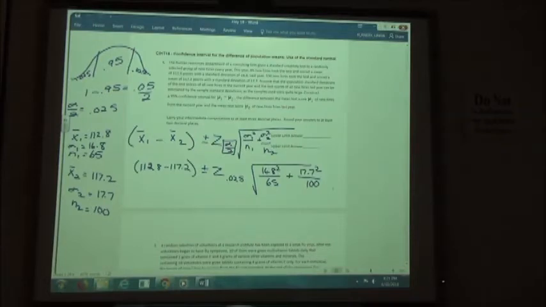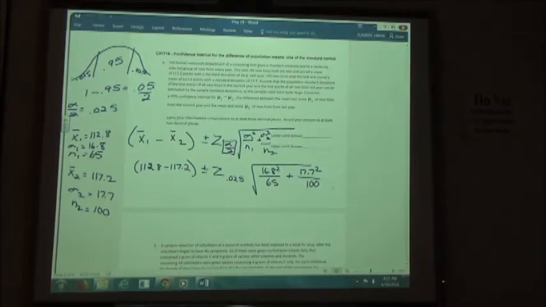Under my square root, I want 16.8 squared divided by 65. And then over to, 65 instead of 62. Over the side, plus, and then we're going to have 17.7 squared divided by my 100. And hopefully when we hit equals, we get our two answers.